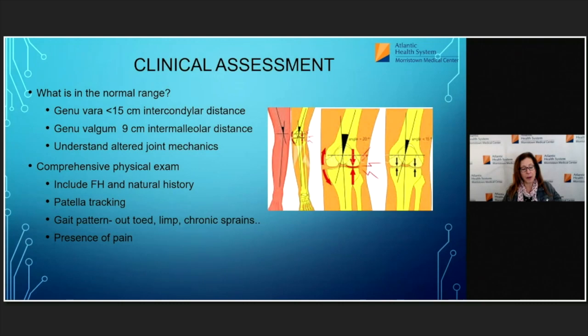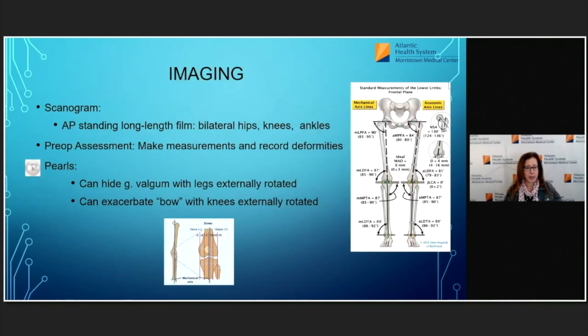Patella tracking can be a very big issue, especially with knock knees. Gait pattern. You watch the way the patients are walking. Are they outward? Are they limping? Are they having chronic sprains in their ankles so that their ankles hurt? And some of these patients can barely walk down the hall. And you, of course, want to know if there is any pain present.